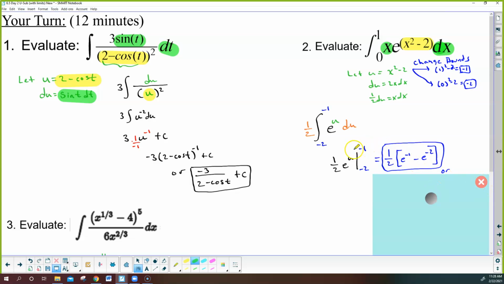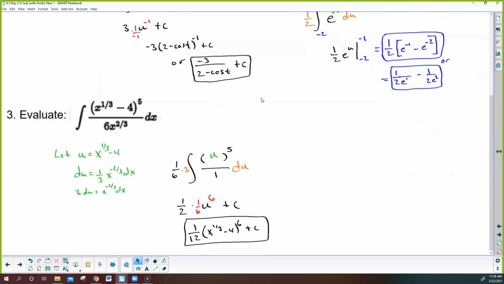So now if I plug in negative 1 and negative 2, you could write your answer like this, or if you distributed the 1/2, it could look like this. Okay? Or it could be just the 1/2 in front of each one of these and have it as a negative exponent. There's multiple ways to write this.